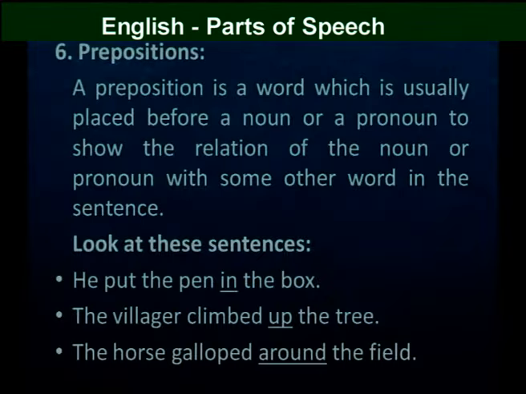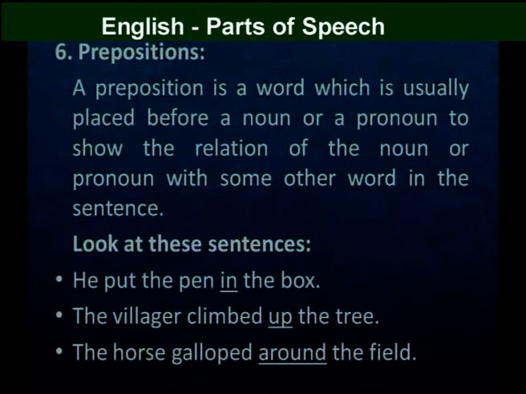Look at the second sentence. The villager climbed up the tree. Who climbed up the tree? The villager. What did he do? He climbed up the tree. So, up is the preposition used before the word tree and establishes a relationship between this tree and some other words in the sentence.